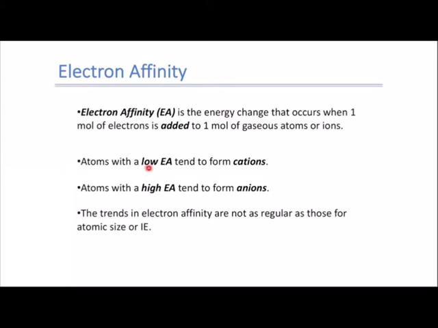So atoms with low electron affinities tend to be cations. They don't want that electron. Atoms with high electron affinities tend to be anions. They really want that electron. And so one thing to note, the electron affinities are not as regular as those for atom size or ionization energies.